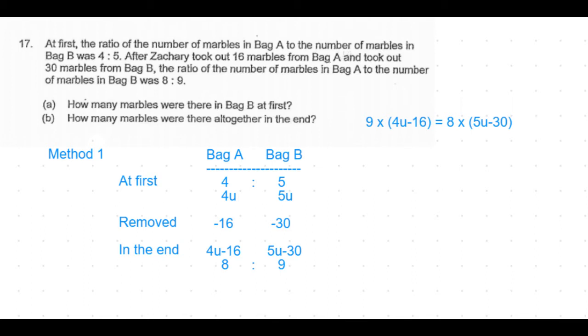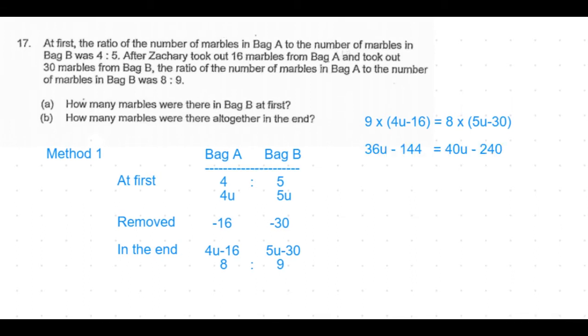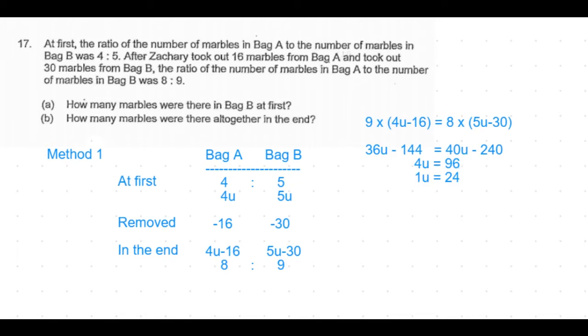So if we expand this, 9 times 4 units is 36 units minus 9 times 16 is 144. This must be equal to 8 times 5 units is 40 units minus 8 times 30 is 240. So the difference in terms of units is 40 units minus 36 units is 4 units, and 240 minus 144 is 96. So 4 units is equal to 96. There we get the value for 1 unit equal to 96 divided by 4, which is 24.